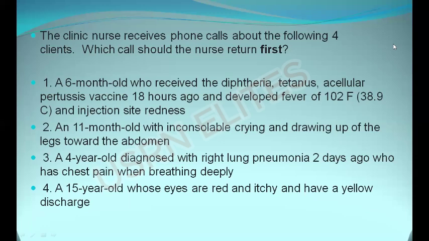Okay. Can you help us with option 3 too? What is happening there? Oh, with option 3, deep breathing with chest pain is normal. With pneumonia, it could be one of the signs and symptoms, which is normal.